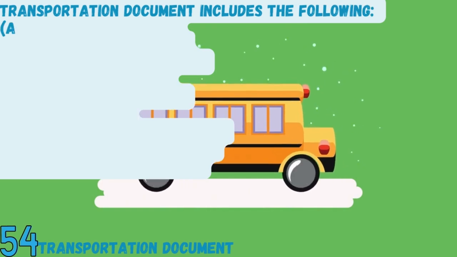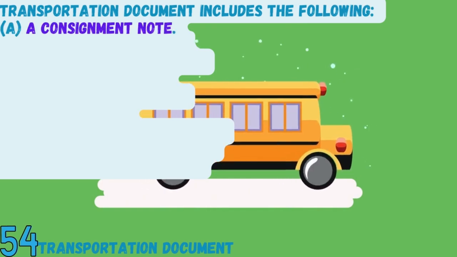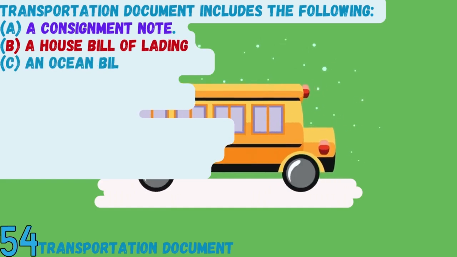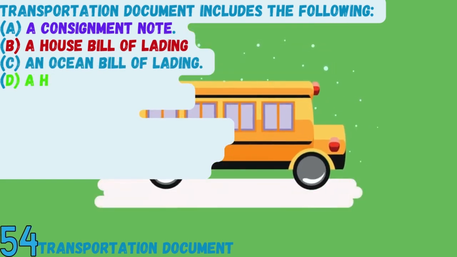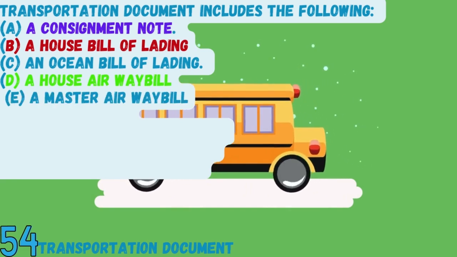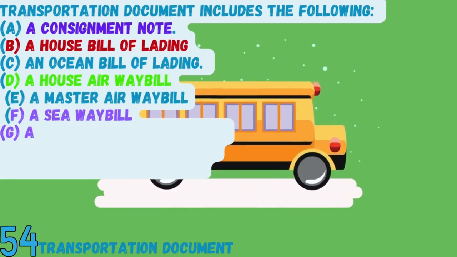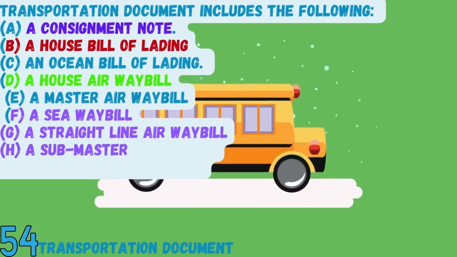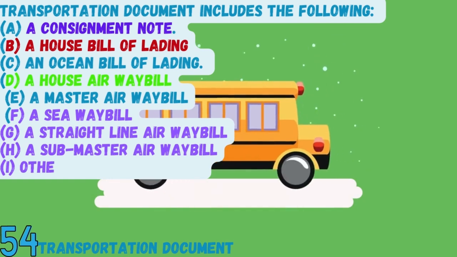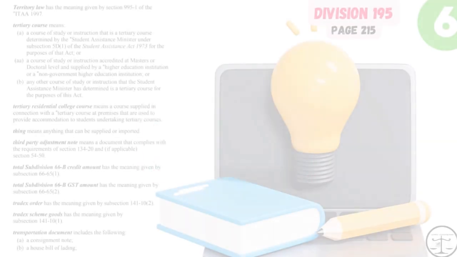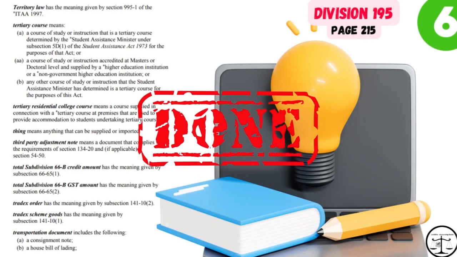Transportation document includes the following. A. A consignment note. B. A house bill of lading. C. An ocean bill of lading. D. A house air waybill. E. A master air waybill. F. A sea waybill. G. A straight line air waybill. H. A submaster air waybill. I. Other similar documents. Next word.